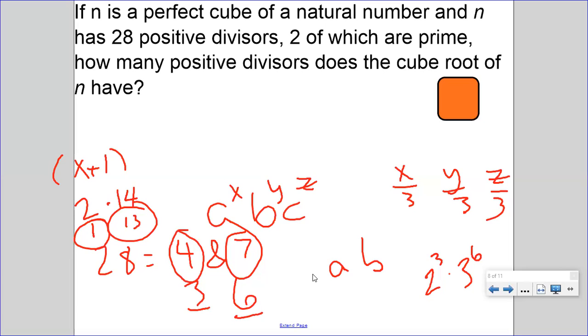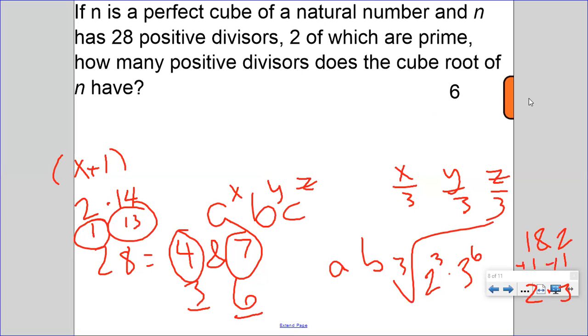How many possible divisors does the cube root have? And so if you were to take a cube root, we're getting 1 and 2. And so that makes it, we add 1, that gives us 2 times 3, so a total of 6 divisors.